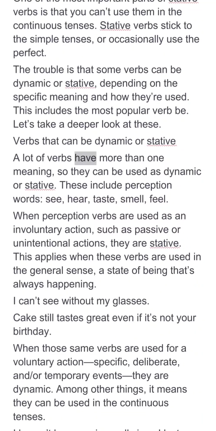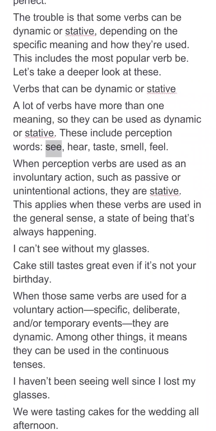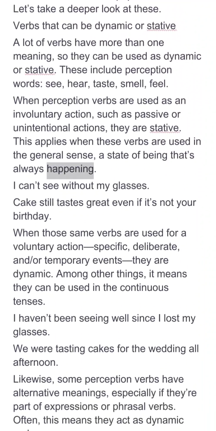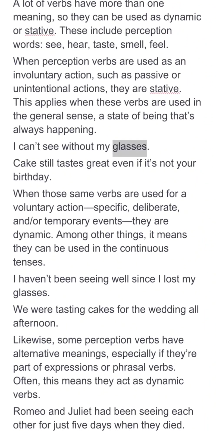A lot of verbs have more than one meaning, so they can be used as dynamic or stative. These include perception words: see, hear, taste, smell, feel. When perception verbs are used as an involuntary action, such as passive or unintentional actions, they are stative. This applies when these verbs are used in the general sense, a state of being that's always happening. I can't see without my glasses. Cake still tastes great even if it's not your birthday.